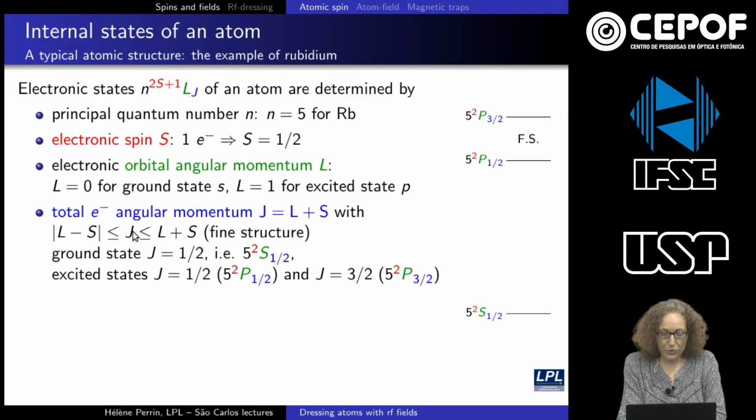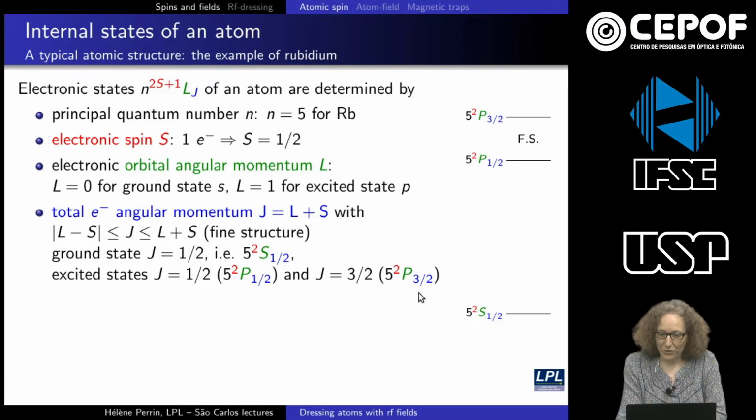So this gives rise to new substates, which are called the fine structure, where the total angular momentum J can go between L minus S and L plus S. So of course in the ground state where L is 0, there is only one choice for J, it is 1/2 as the value of S, and the ground state is 5 2S 1/2. In the excited state where L is equal to 1, there are two possible choices for J, either 1/2, and this is the state 5 2P 1/2, or 3/2 for the other excited state, 5 2P 3/2.